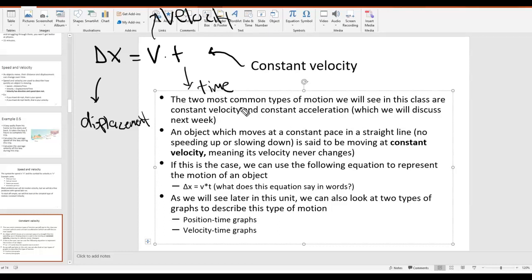And I want to remind you about the units for these things. Remember, displacement in this class is typically measured in meters. Velocity is typically measured in meters per second. And time is typically measured in seconds. Those are not the only units for those things, but they're the most common units. Make sure you write all that down. Pause it there if you need to finish writing.